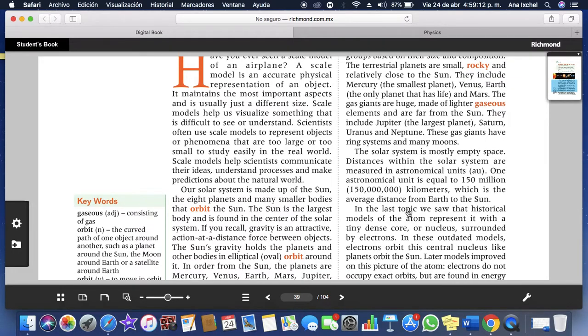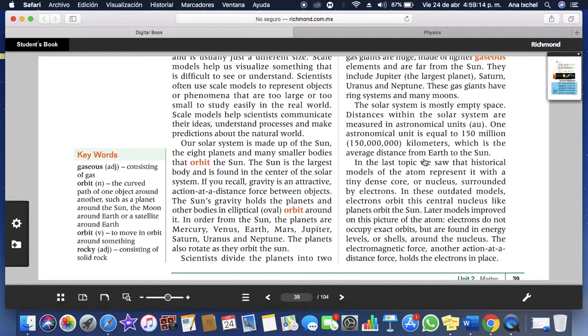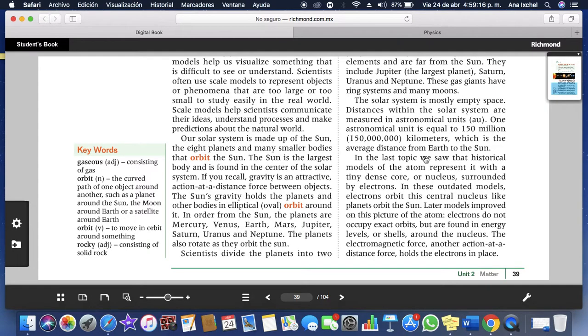The solar system is mostly empty space. The distances within the solar system are measured in astronomical units, that is AU. One astronomical unit is equal to 150 million kilometers, which is the average distance from the Earth to the Sun.